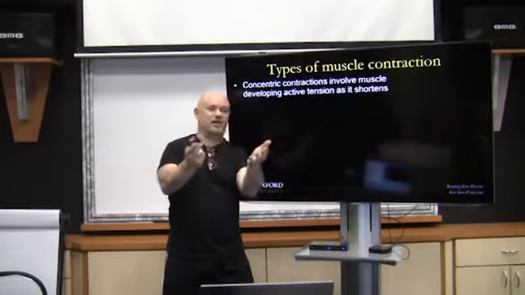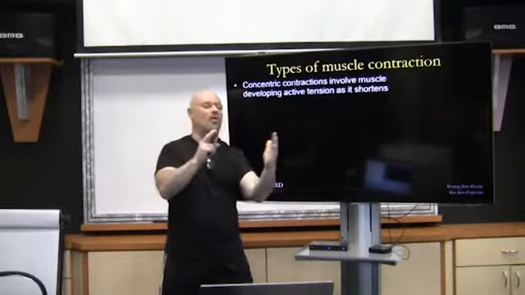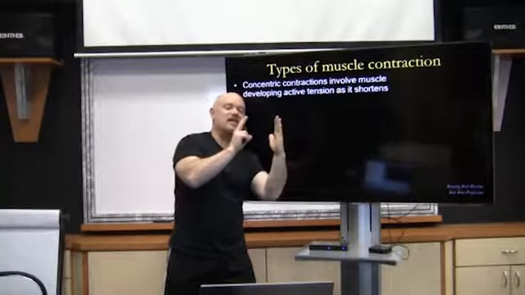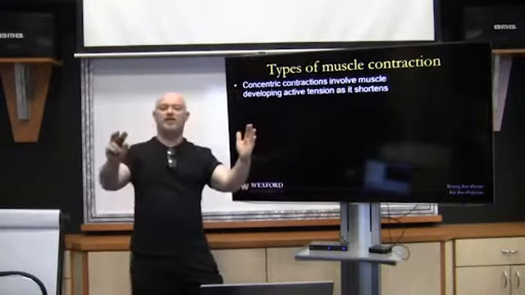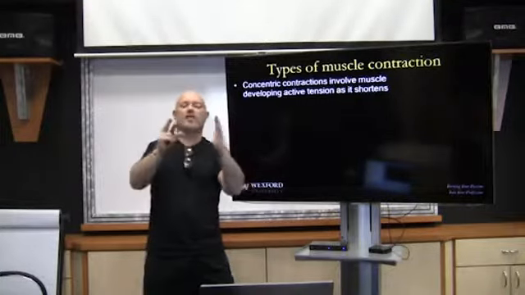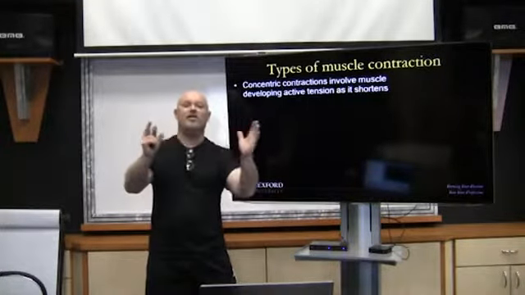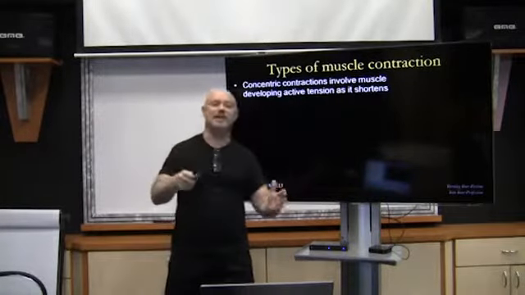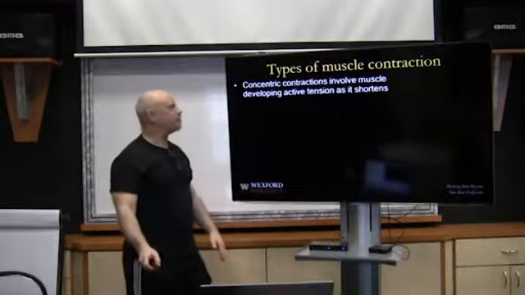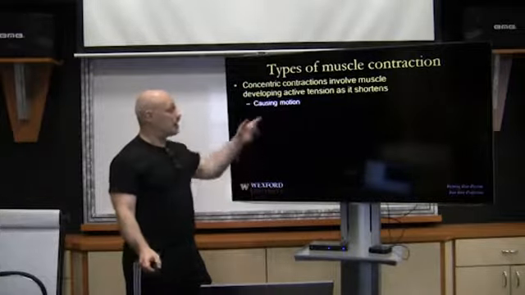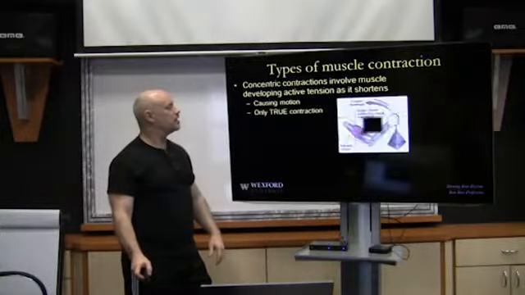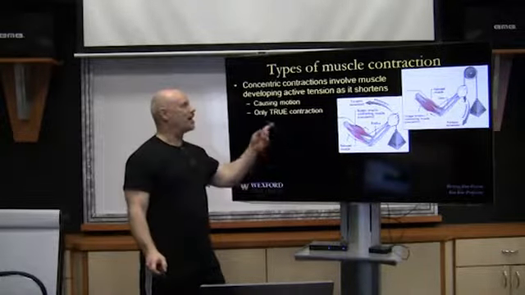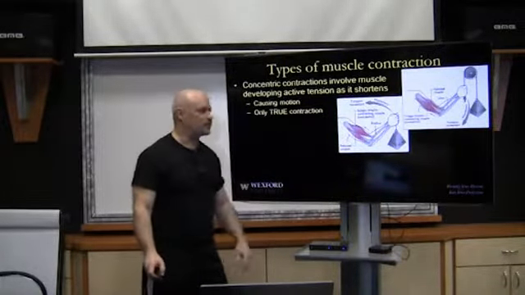They ratchet. They're like little levers that grab and pull, grab and pull. You've got some on one side, some on the other, and they pull the Z lines together. They're all in series, so each one of those sarcomeres will contract together. They'll shorten together, so the whole muscle fiber shortens. That's concentric. It causes motion, and it's the only true contraction. Remember that. Concentric is the only true contraction.